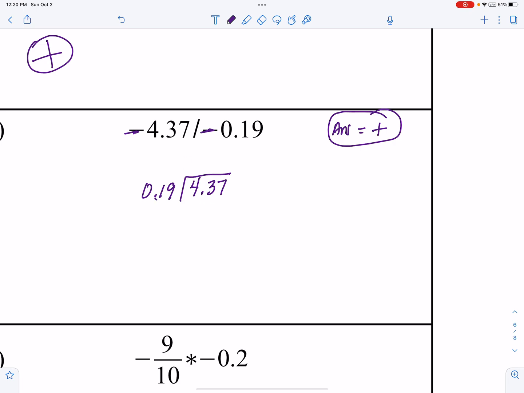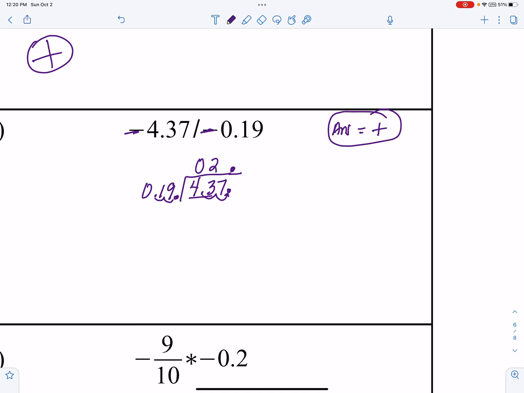And our first step is move the decimal over. So we have 19 now. I moved it over twice, so I'm going to do the same thing in the dividend as well. Right away, bring it up. That way it's already there and ready to go. All right, so now we have a 19 times what gets me close to 4? Nothing. 19 times what gets me close to 43? So 19 is sort of like 20. So 2, 4. So probably 2 works.